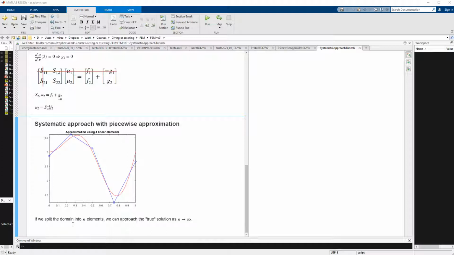We are splitting the domain into n elements. And as we do that, we can approach the true solution, the exact solution, as the number of elements approaches infinity. In practice, we will never do that. That's infeasible. That's not the point of this approximation. N is in practice going to be much less than infinity.